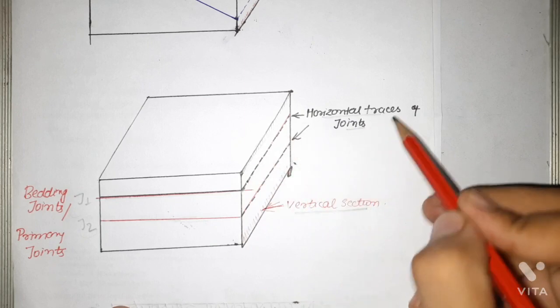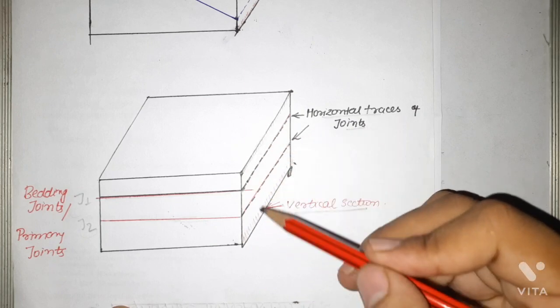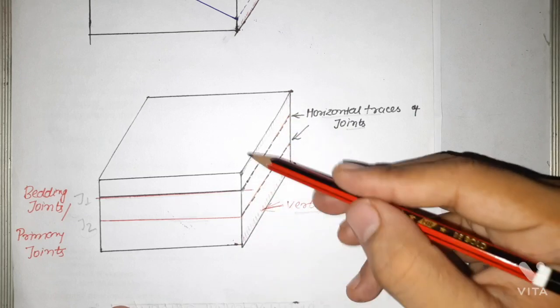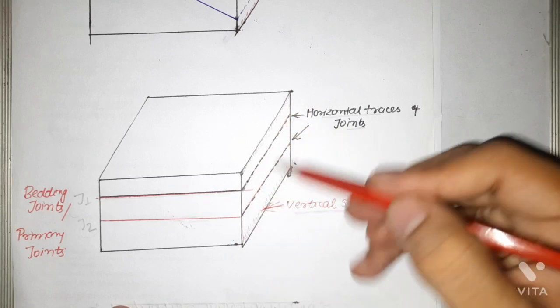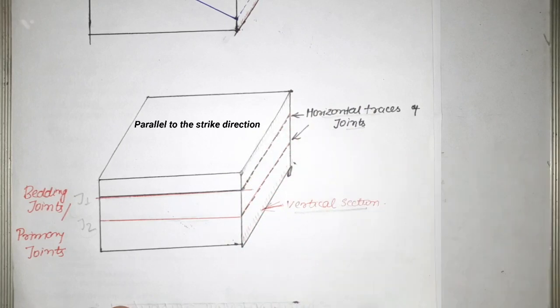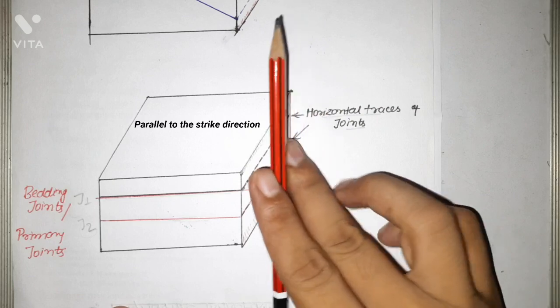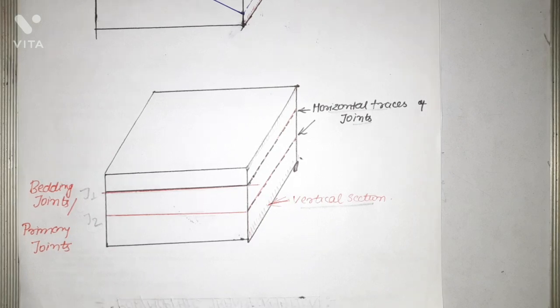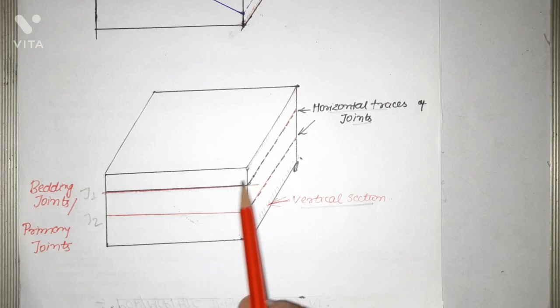That is horizontal traces of joints, and this is the vertical section. And it is clear from this that this vertical section is perpendicular to the strike of these beddings. These beddings strike 0 degree. So this section is perpendicular to the strike of this bedding. Now, as the first option says that all the beds have zero dip, this might be possible in this case.